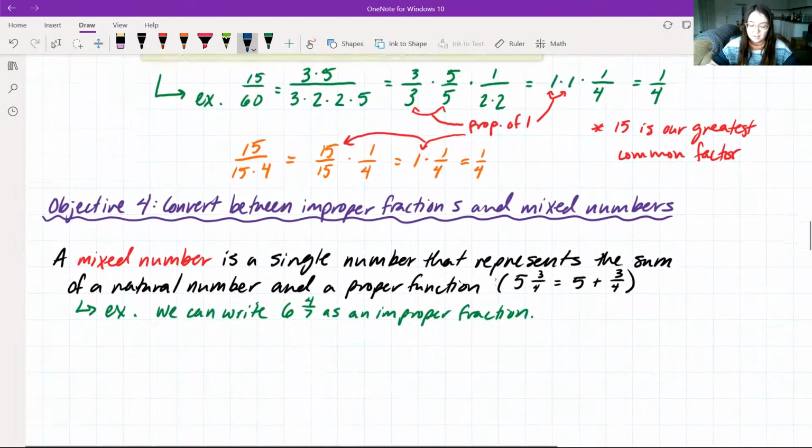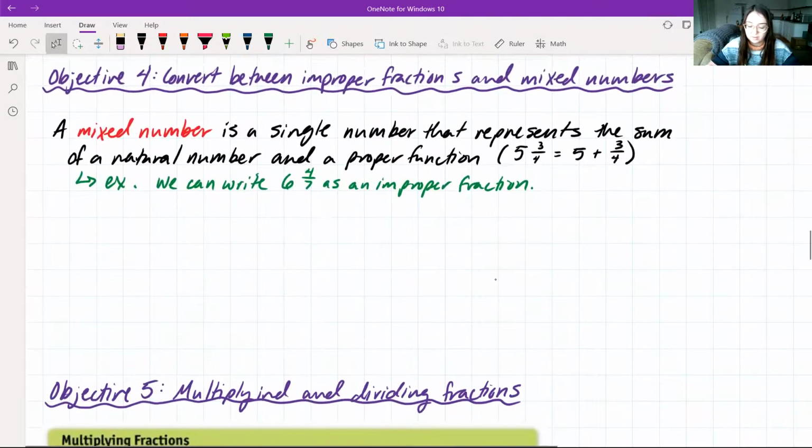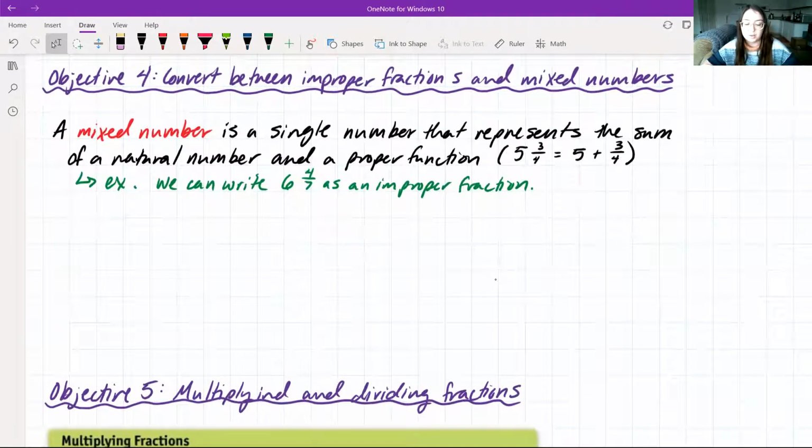All right, on to our next objective. We have objective 4, which is going to be convert between improper fractions and mixed numbers. A mixed number is a single number that represents the sum of a natural number and a proper fraction. So if we had 5 and 3/4, that's the same thing as saying 5 plus 3/4. So for an example, we can write 6 4/7 as an improper fraction. So by saying we want to rewrite this as an improper fraction just means that we don't want it in a mixed number anymore. We just want a numerator and a denominator, and that's it.